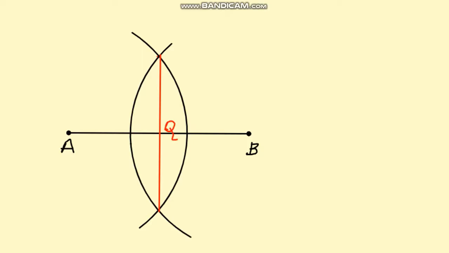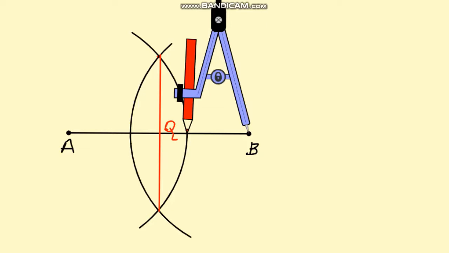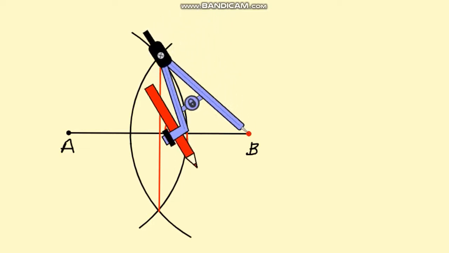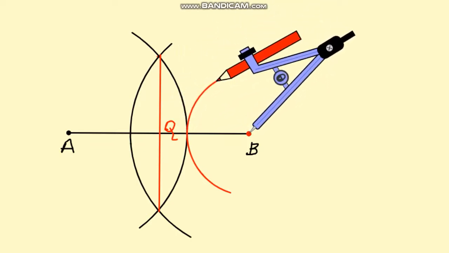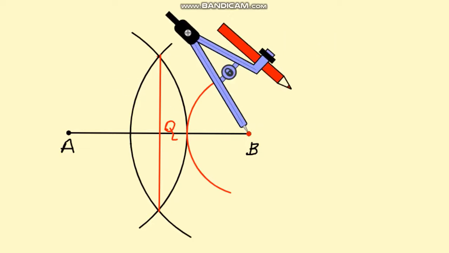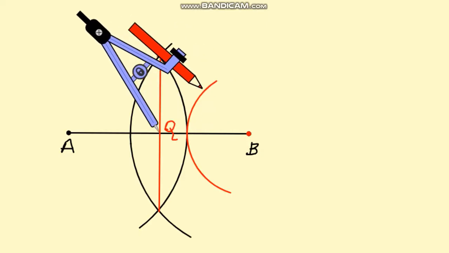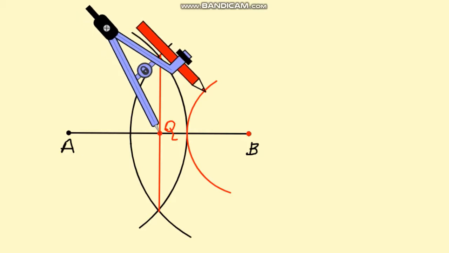Now we have to divide BQ into 2 parts and AQ into 2 parts. Now let us repeat the same thing again. We have again taken the compass, kept it at B, and now we will take more than half of BQ on the compass and make an arc. And now again keep this compass at Q and do the same thing.